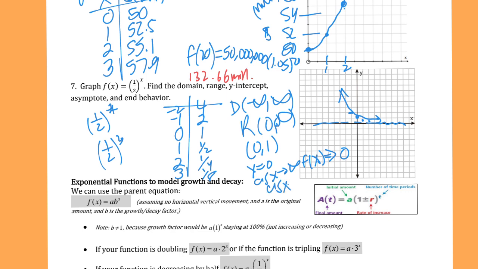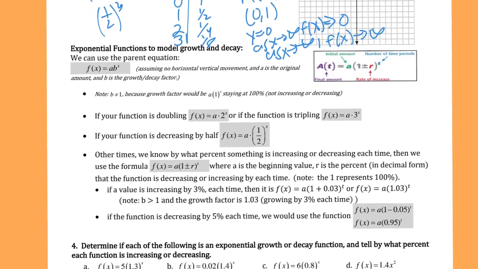As x goes to negative infinity, your function goes to infinity. So just look at the left side of the graph, it goes to infinity. As you go to bigger values of x, your graph goes towards 0. So there we go. And now we're going to be talking about, can you write these functions?